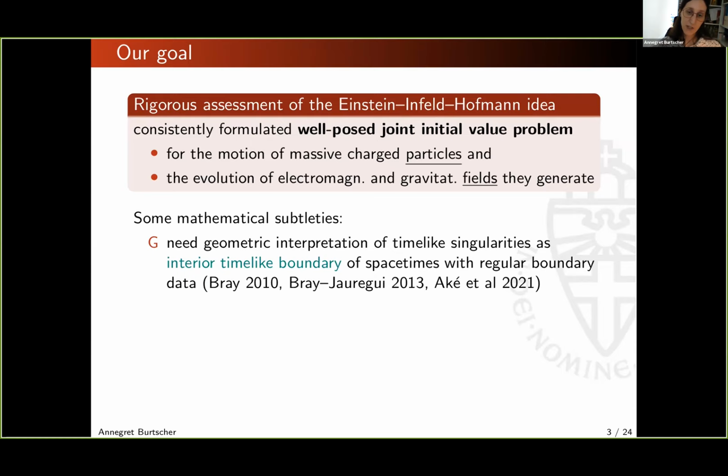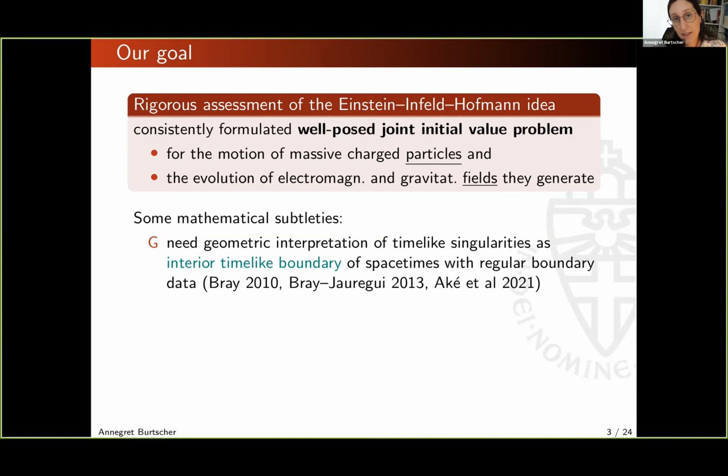So the first one is more of a geometric problem: what should these time-like singularities mean geometrically? There's one approach to model them essentially as interior boundaries of the space-time. And not just any kind of boundary, but a time-like boundary with certain regular boundary data. This goes back to an idea of Bray, but it has also been studied already in different contexts. I will say a little bit more later about that. So this is a geometric interpretation of what these singularities should mean.